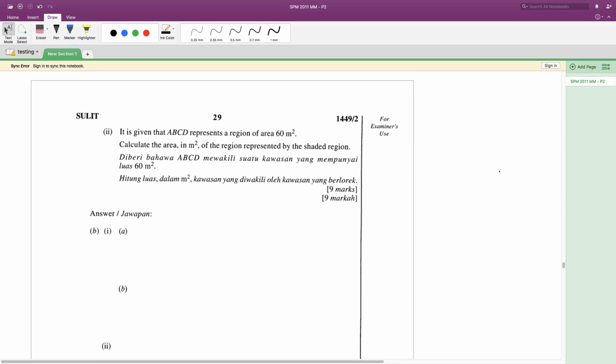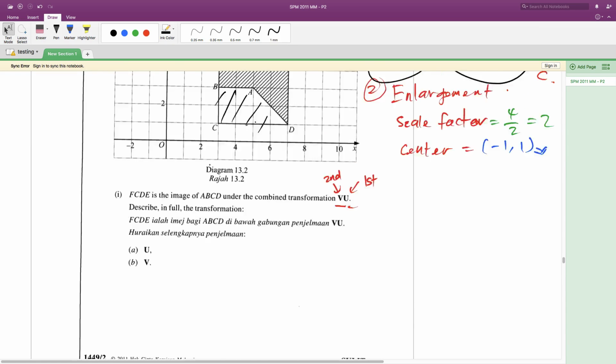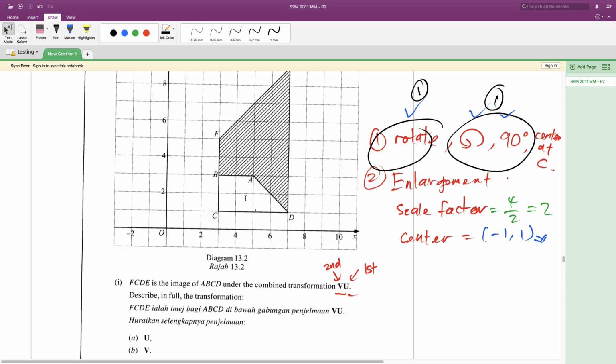Okay, it is given that ABCD represents the region whose area is 60 centimeters square. Calculate the area in meters square of the region represented by the shaded region. Okay, so over here, you have to understand one formula. ABCD is given as 60 meters square. Now the question asks about the shaded region. You just need to know one formula: area of image equals skew factor square multiply area of object.